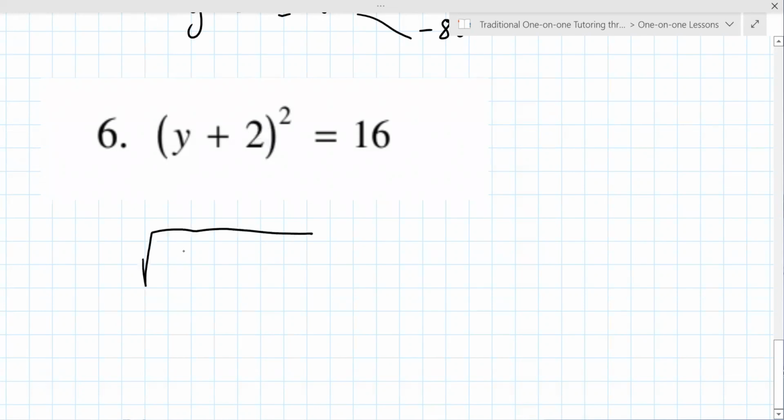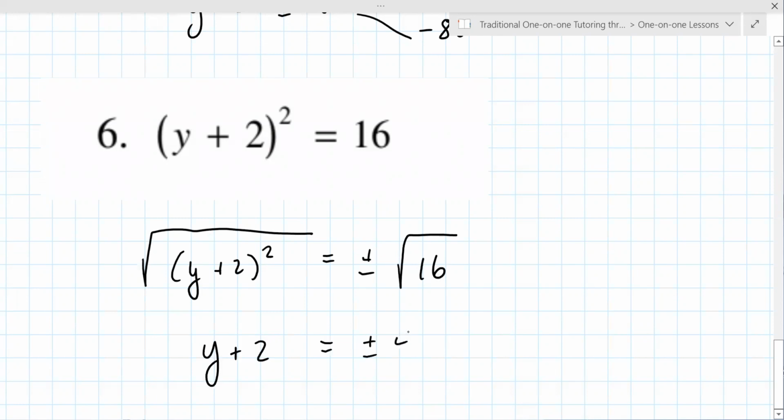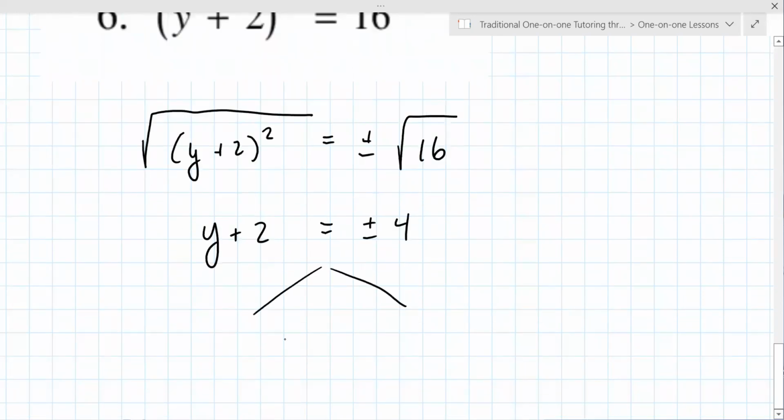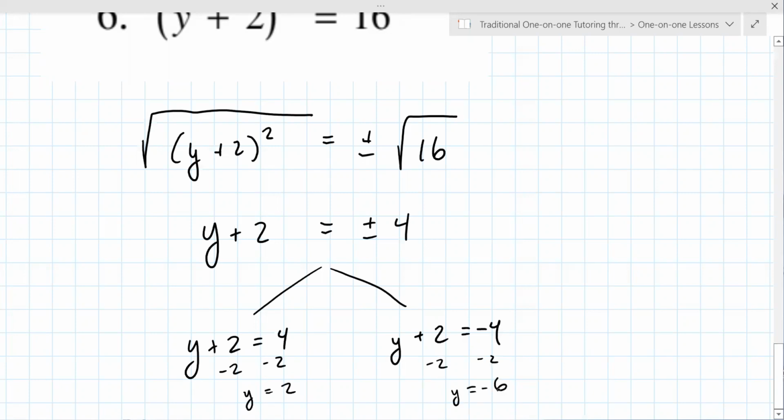So you're going to take the square root of both sides, plus or minus the square root of 16. So we've got y plus 2 on the left, on the right, plus or minus 4. And this is where my preference would be to write them out separately and not try to solve them together. So you would subtract 2 from both sides, and y equals 2. Subtract 2, y equals minus 6.